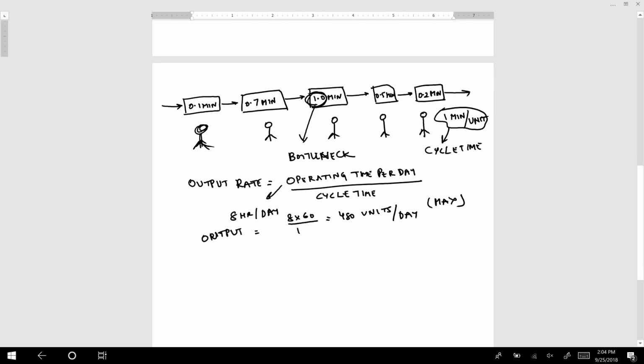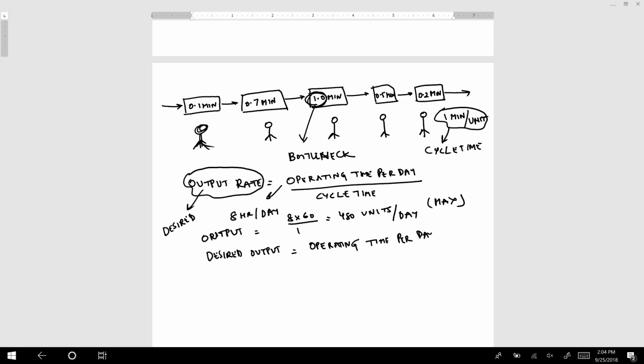So to balance our line, one of the things we want is how much output we want to produce. Like in a company, we will have a demand, so we will think about meeting that demand. That means this output rate is known ahead. So this is mostly the desired output. That is what, as a manager, you will desire to produce. So the formula gets manipulated to: desired output should be equal to operating time per day divided by cycle time.